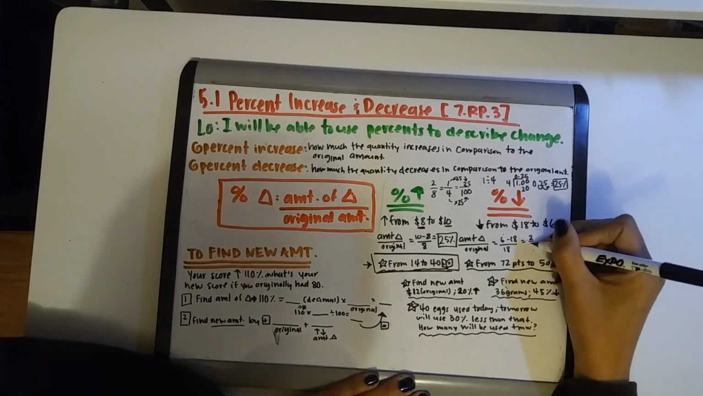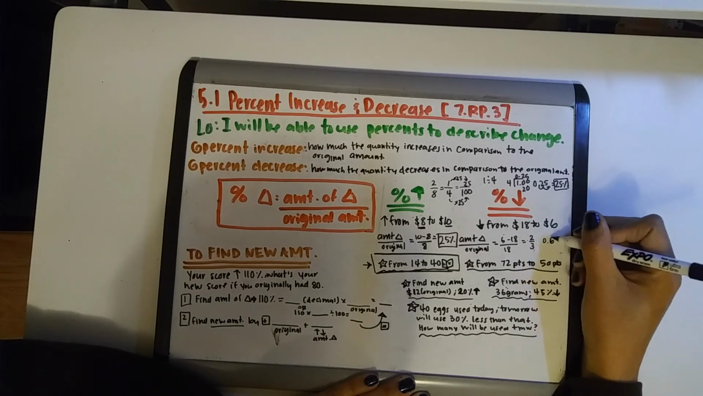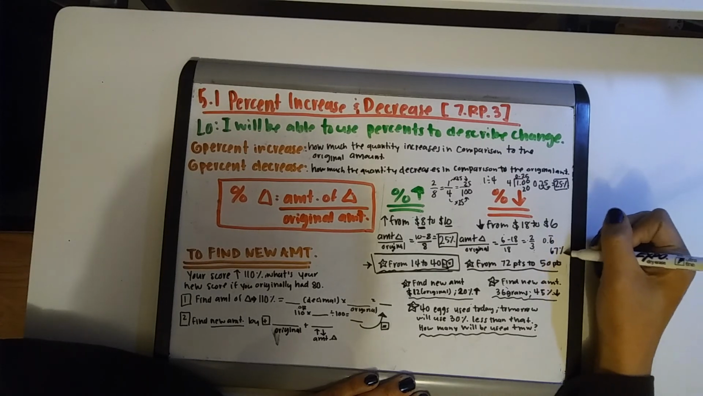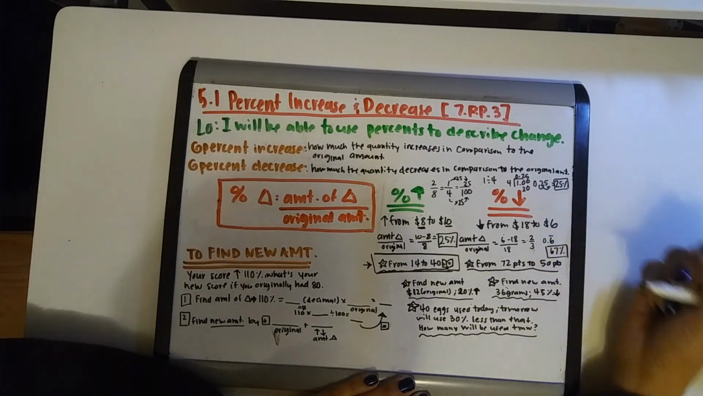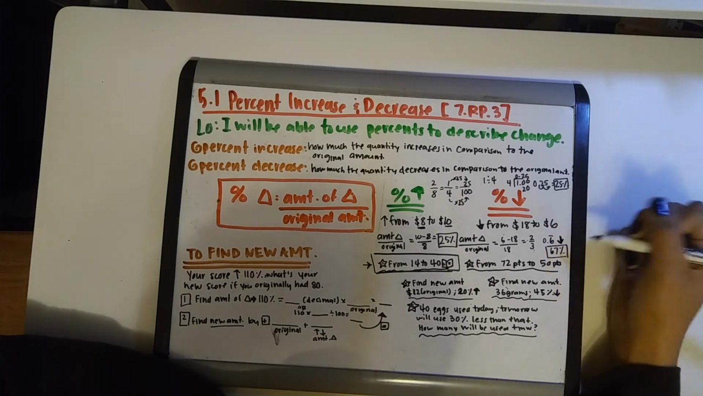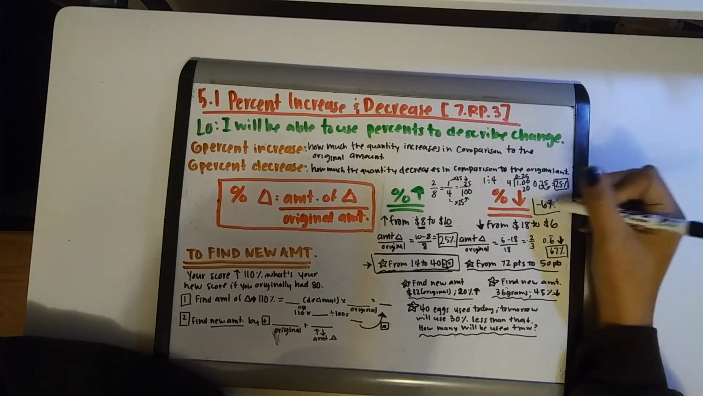So 2 over 3, and if I divide that, 2 divided by 3 is 0.6 repeating. So then the percent decrease was about 67%. So make sure you round to the nearest whole number. Okay? So 66% decrease on that one. Or if you want to just write it in integer form, then you can do that.